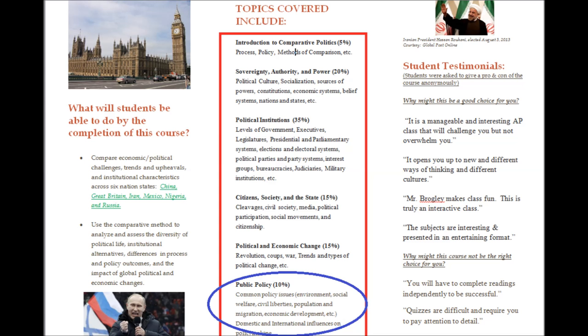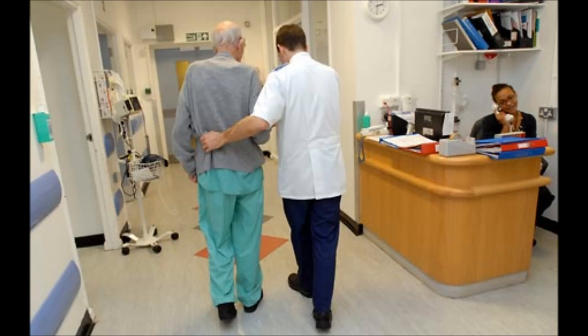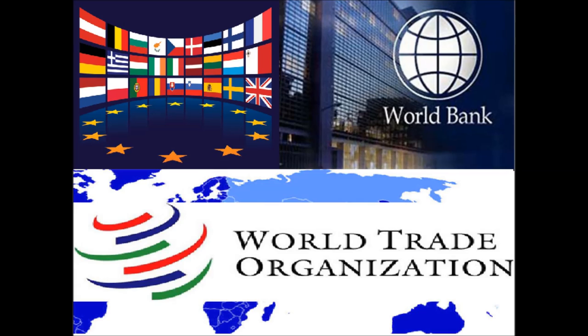10% of the course looks at common public policy issues, human rights, social welfare, the environment, and the work of international alliances like the European Union, World Bank, and the World Trade Organization.